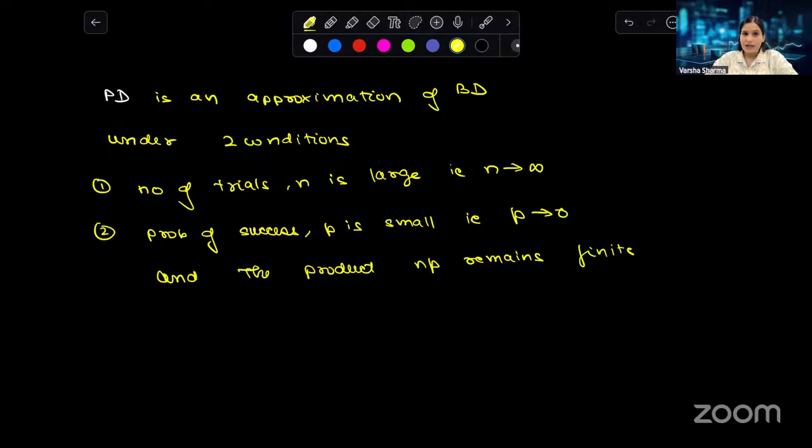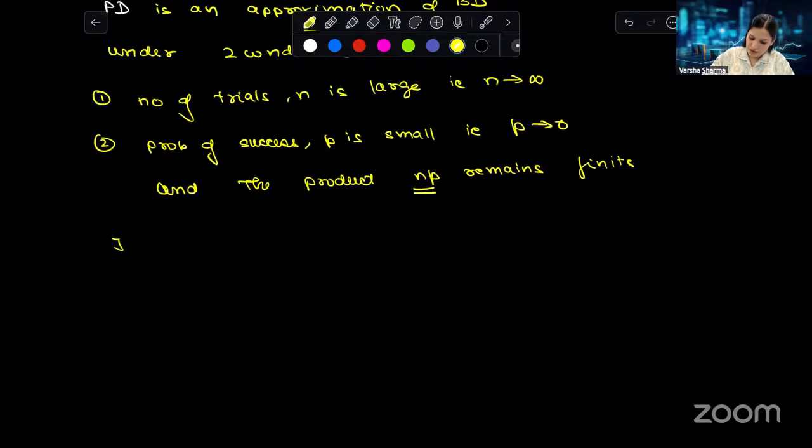Now, binomial was biparametric. The two parameters were n and p, which we are talking about here. So, if I know these two conditions are there on n and p, then the product value np, which was also the mean of binomial distribution, gives you a finite value. And that finite value becomes the only parameter of Poisson. So the Poisson distribution is uniparametric.